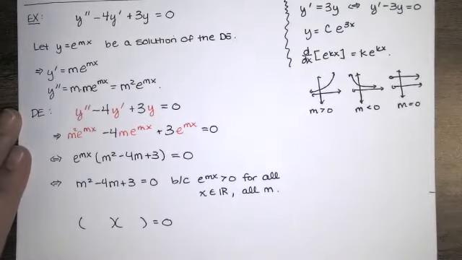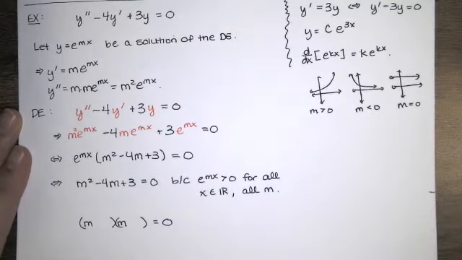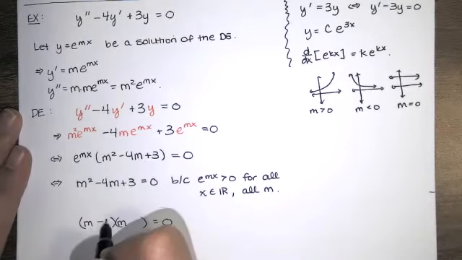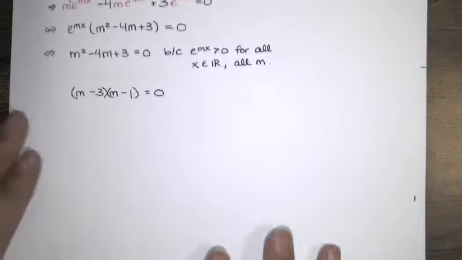In order to solve that quadratic equation, this one's easily solved by factoring, so I can factor. I need two numbers that multiply to give me a positive 3 and add to negative 4. Negative 3 times negative 1 is positive 3. Negative 3 plus negative 1 is negative 4.